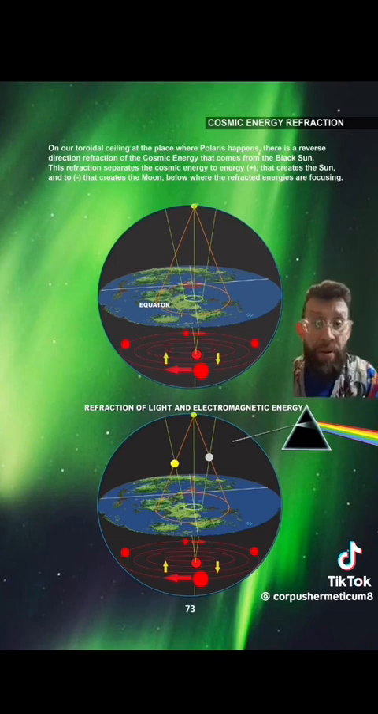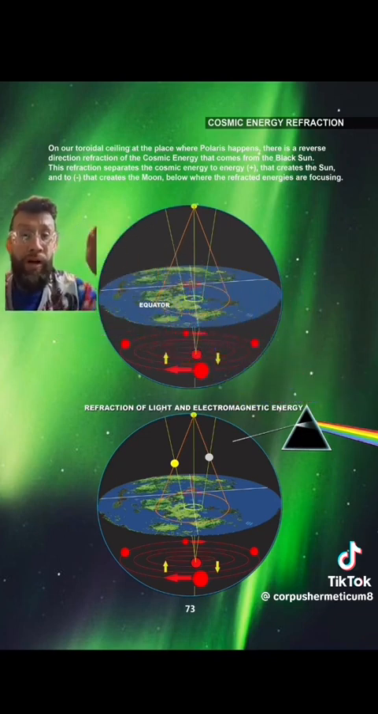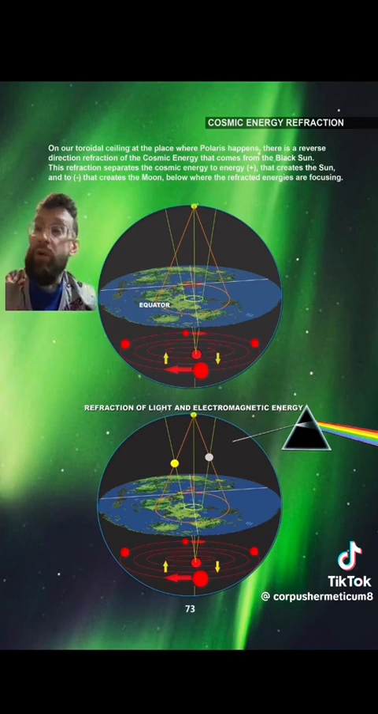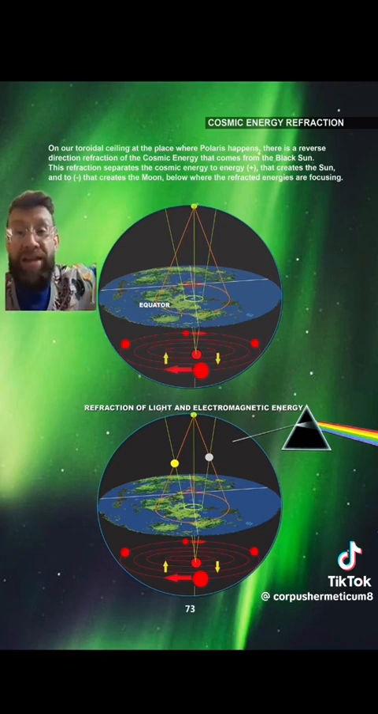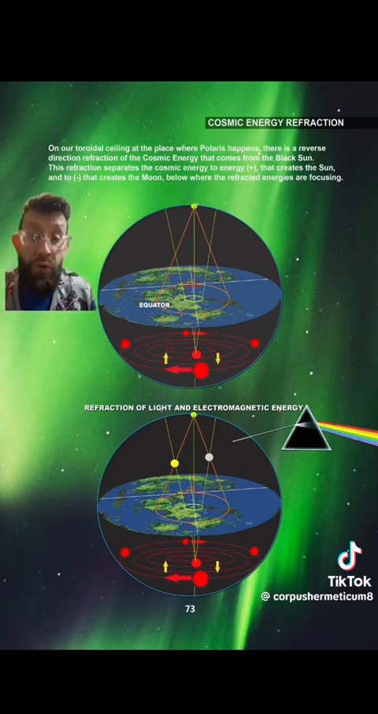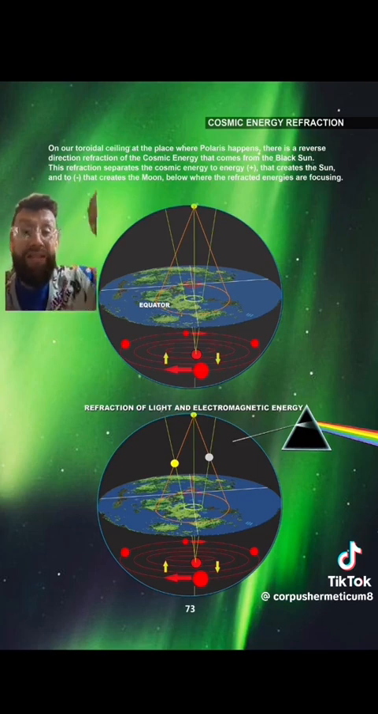Okay, so at the top of our toroidal hyperbola, where Polaris is fixed, there is a reverse direction refraction of the cosmic energy that comes from the black sun down below that is always circulating and always oscillating at all times. This refraction separates the cosmic energy to the positive side, the cathode, which creates the sun, and then to the negative side, the anode, which creates the moon, the negative and positive polarity. Okay, these are the refracted energies that are focused and then reflected from Polaris as it comes down.